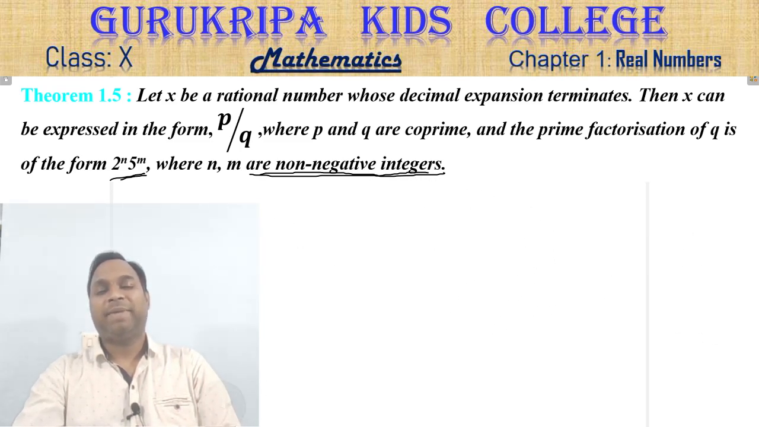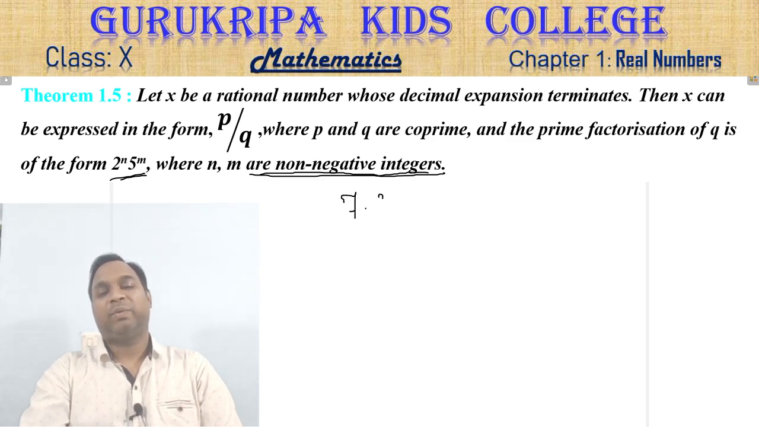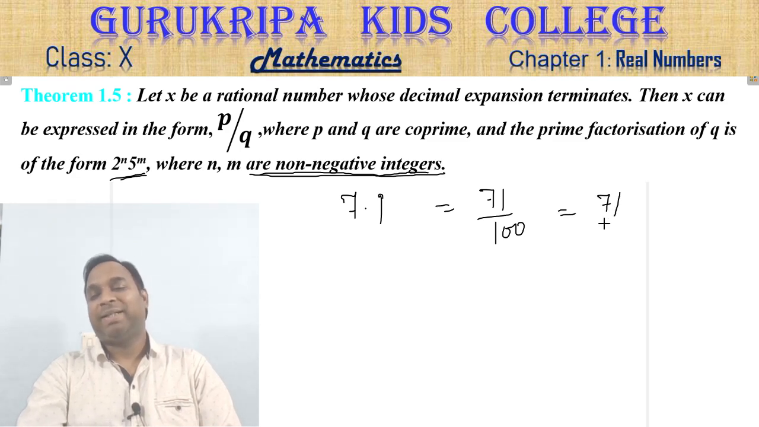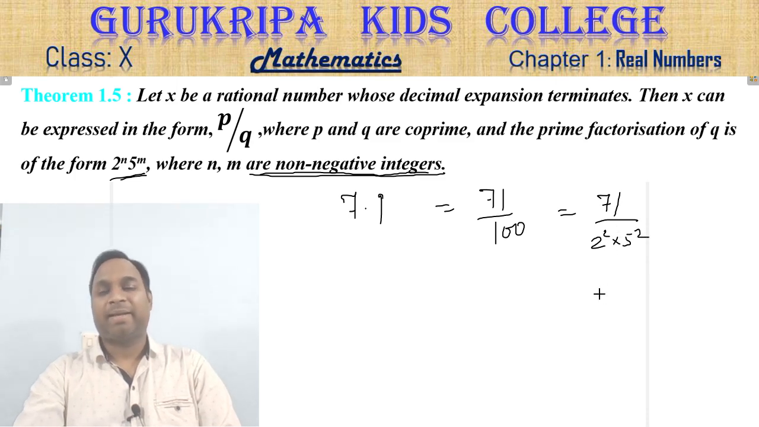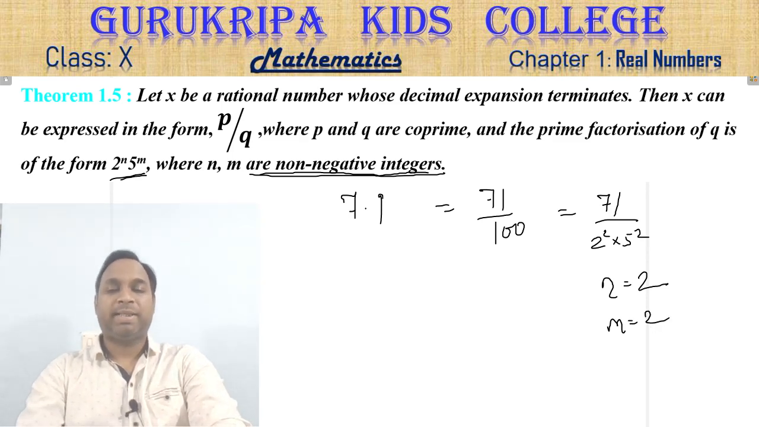Tell a rational number. Any rational number. You tell. 7.1. This will give us 71 divided by 100. The numbers are co-prime now. So you can write it 71 divided by 2 square into 5 square. Okay. Now n is equal to 2 and m is also equal to 2. So we'll talk more about this in the next video. Okay, thank you.